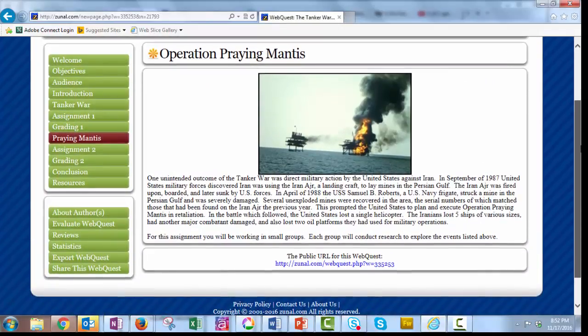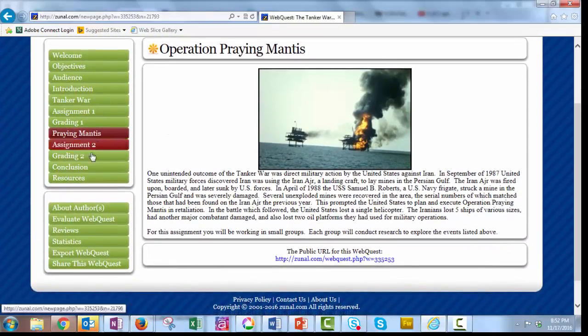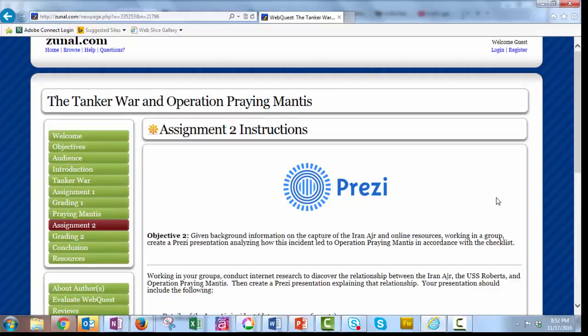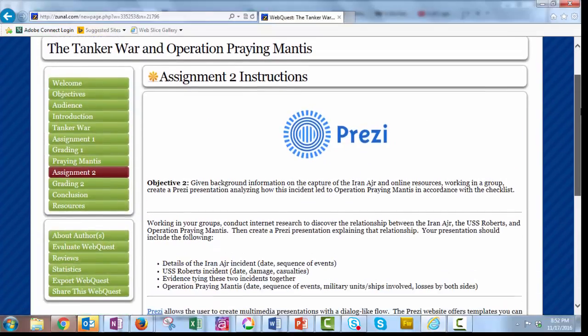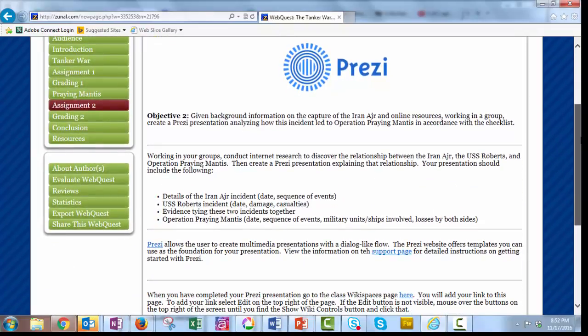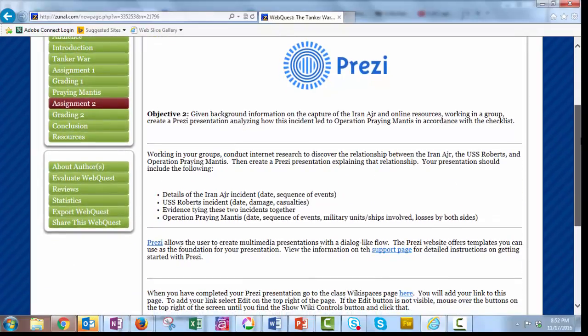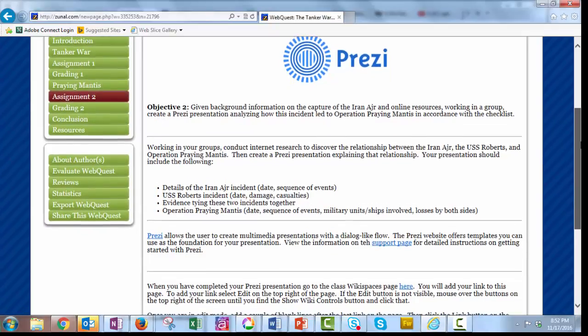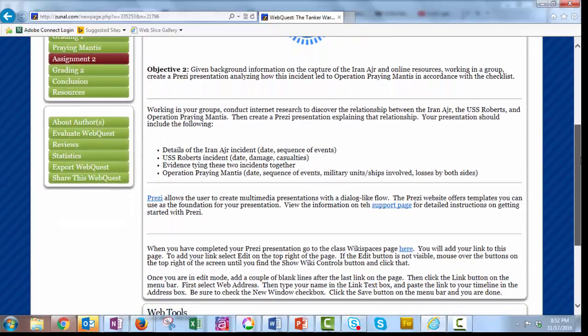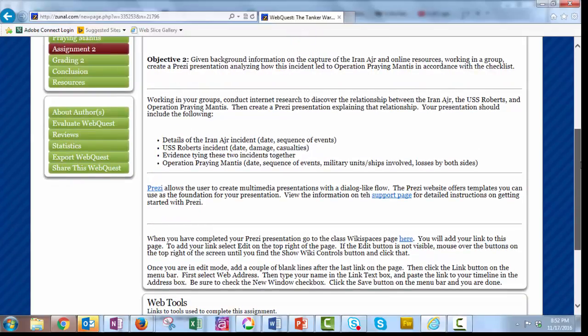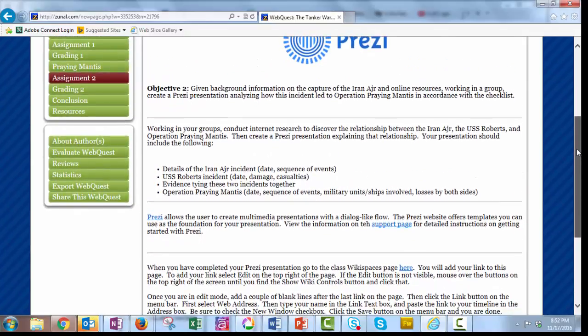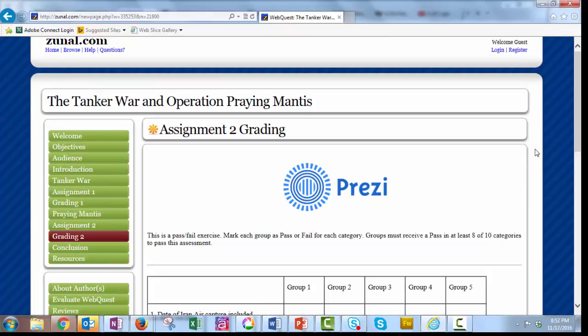Again, a little description and a lecture of what happened, and now the assignment. The students are supposed to create a Prezi, which is kind of a mind mapping tool or a presentation tool. It's a little mixture of both. And in groups, they are going to develop a Prezi that includes the incidents and essentially analyzes how the incident took place, okay, and why. And then again, we have the rubric.